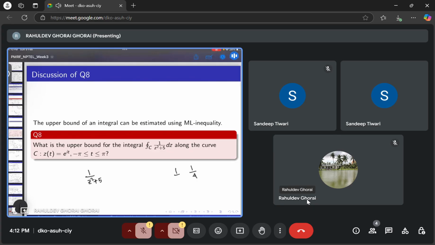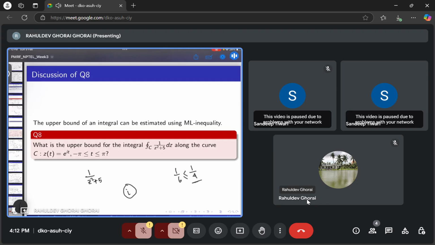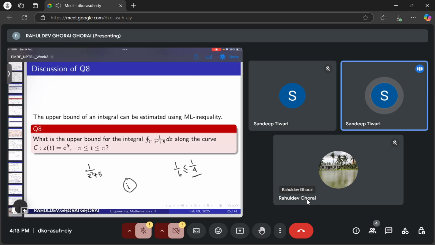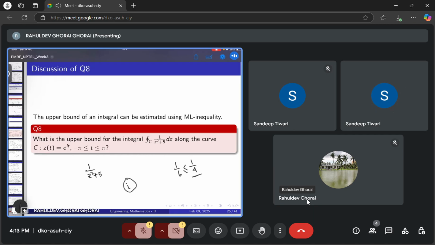But how do you know that at z equal to i it will be the maximum? You just assume that 1 by 4 will be the maximum of this function. You have to prove that, right? You cannot just assume and do it. You cannot do that. So we have to check on the curve the maximum of the function. That is true.